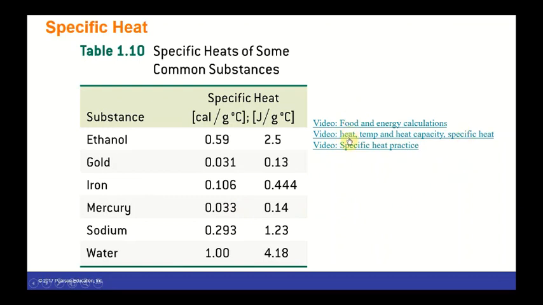You can click on these links in the video, in this PowerPoint, on the PowerPoint that's posted on Blackboard, to watch videos that help you understand more about heat and specific heat and heat capacity. Notice that water has a much higher specific heat than any of these other substances. Notice gold gets hot pretty quick. It only requires a small amount. Mercury as well.